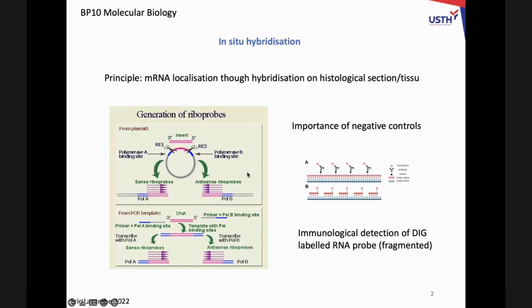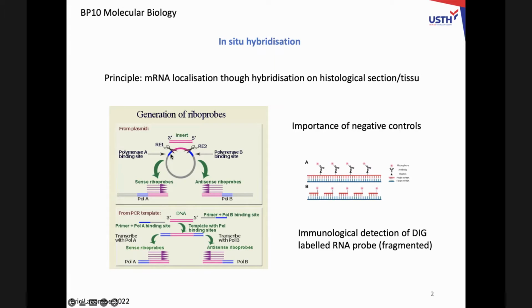So it's a summary of the strategy. The principle is we want to make two different probes, one that is going to specifically recognize the messenger RNA that we want to monitor, and the other one that will be completely non-specific. So this will be our negative control. And there is a trick to make the probe and the control probe: use the same cDNA, which is the target gene, and we can make probes using in vitro transcription.